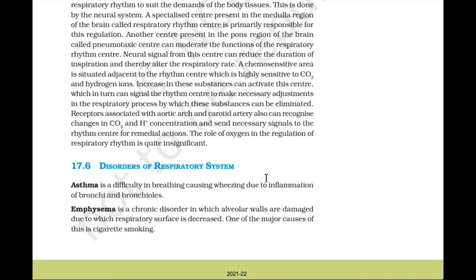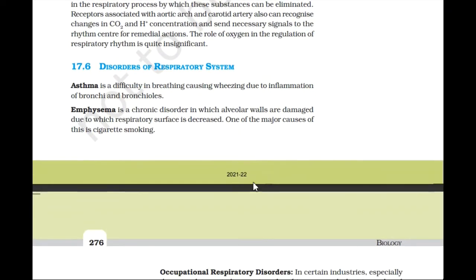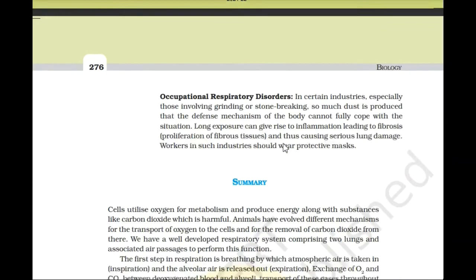Let us see the disorders of the respiratory system. Asthma is a difficulty in breathing, causing wheezing, due to inflammation of bronchi and bronchioles. Emphysema is a chronic disorder in which alveolar walls are damaged, due to which the respiratory surface is decreased. One of the major causes of this is cigarette smoking.